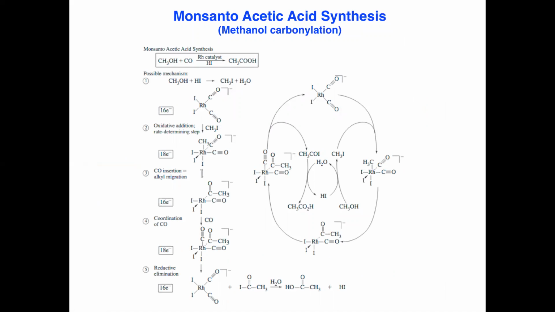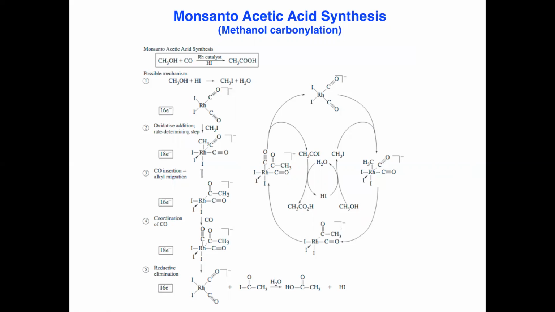Okay, another reaction here, I'll just touch on this very briefly because this is also a very important reaction. It's the Monsanto acetic acid synthesis. It's one of the largest volume ways used to synthesize acetic acid, which is a very important commodity chemical. And it's just synthesizing it from methanol and CO. This is sometimes referred to as methanol carbonylation because that's formally sort of what's happening. You're inserting this CO into the carbon-oxygen bond of methanol.